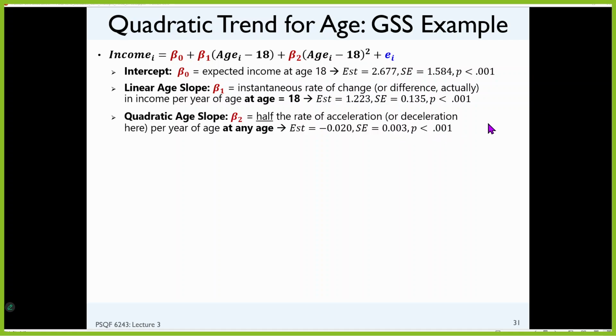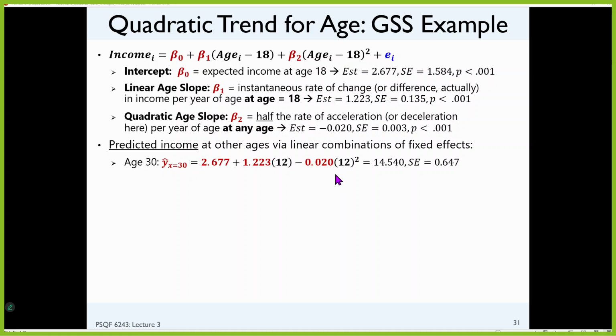The quadratic then is half of the rate of acceleration or deceleration, and this describes what happens to the linear slope. It's negative, so that means it's starting out positive at 18 and becoming less positive and eventually becoming more negative as time goes on. And that is also significant.